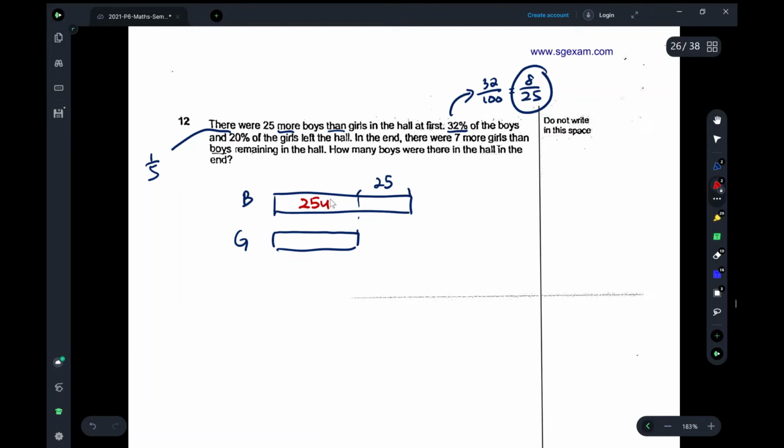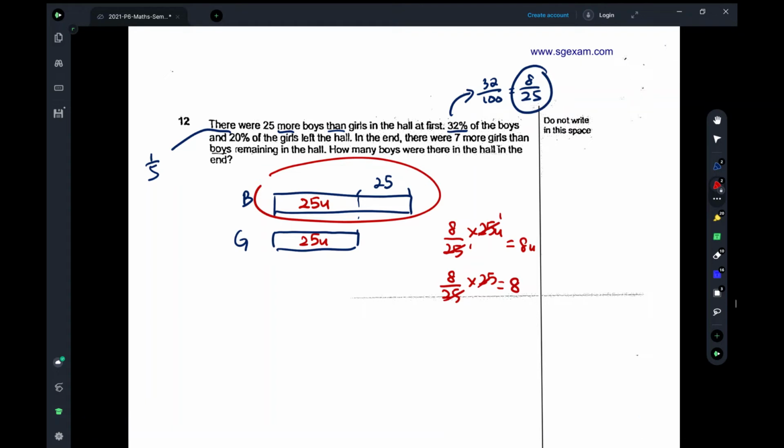So if this part is 25 units, this part is also 25 units. Okay? Then, we can go work it out. If 8 out of 25 of the boys are gone, so 8 out of 25 of this whole chunk. So I need to find out what's 8 out of 25 of the 25 units. I need to find out what's 8 out of 25 of the 25 boys. So there's 8 units. And there's 8 boys. So 8 units of boys are gone, and 8 boys are gone.